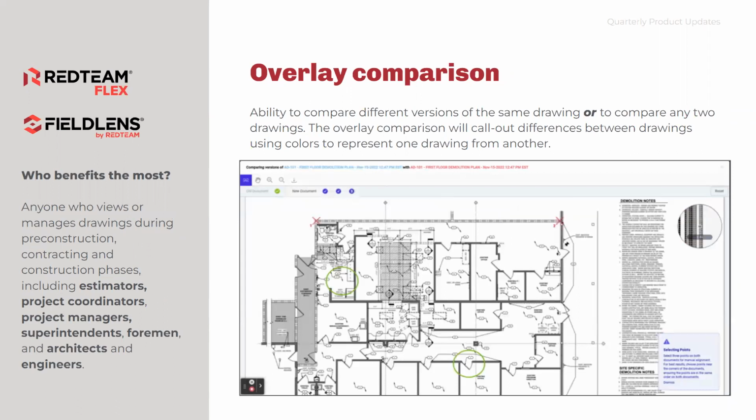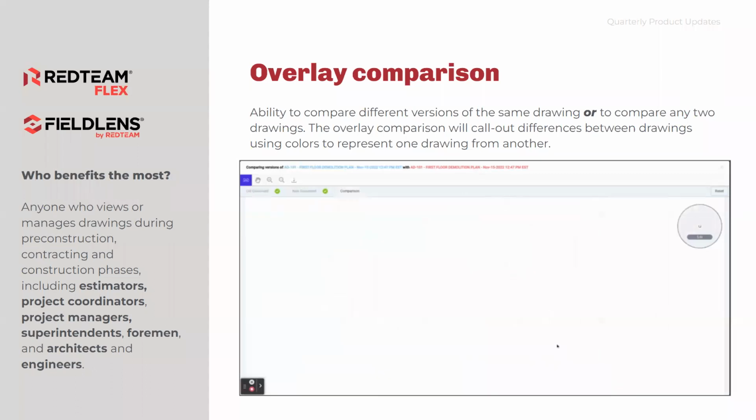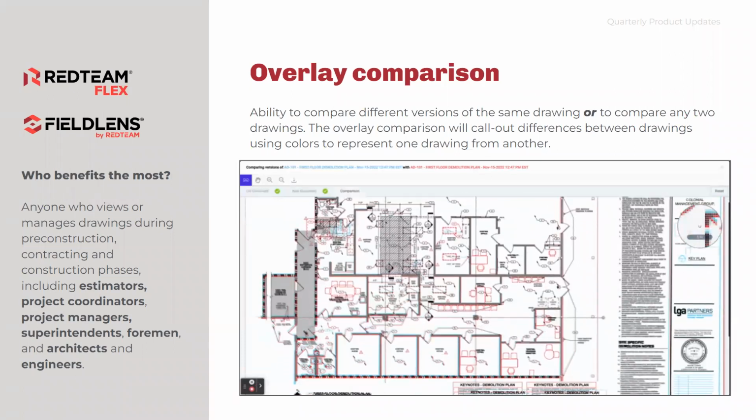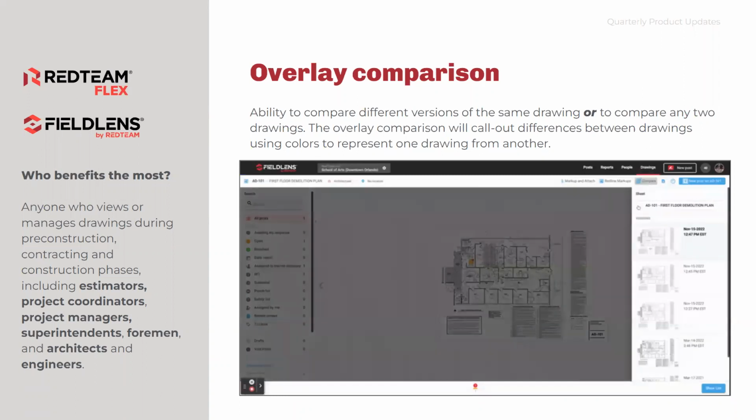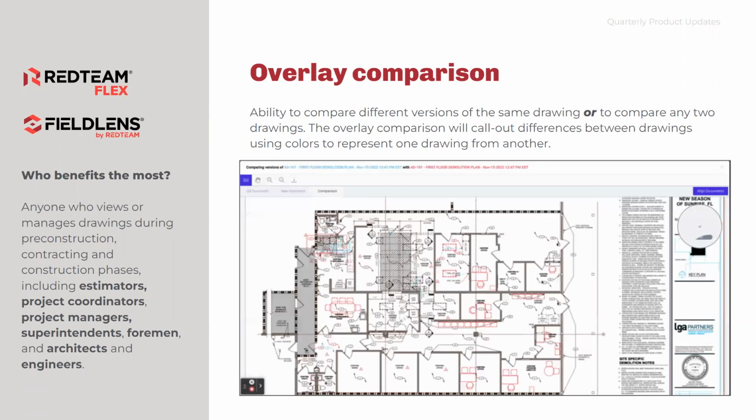Okay, the next one, also related to drawings, is the overlay comparison. If you haven't used this tool yet, I highly encourage you to, because it's available at any stage of the project while it's an active project. Could be while you're in the bidding phase, could be while the job is already fully in progress. It's the ability to take two drawings and overlay them and see the differences. And this could be two versions of the same drawing.